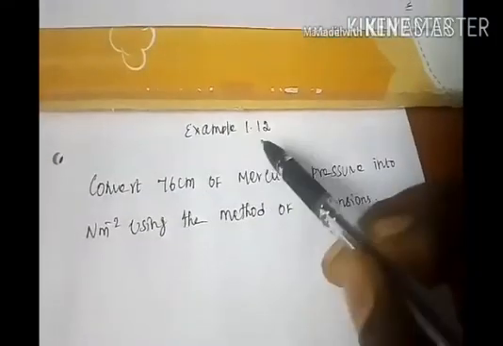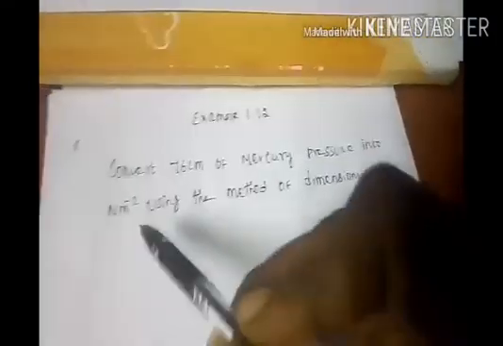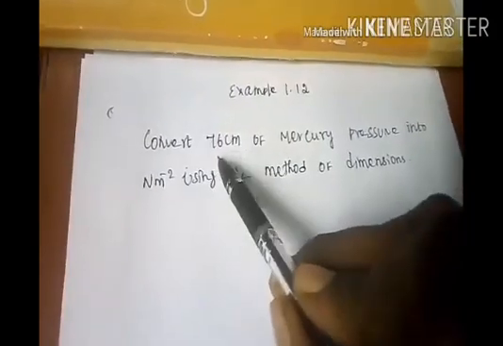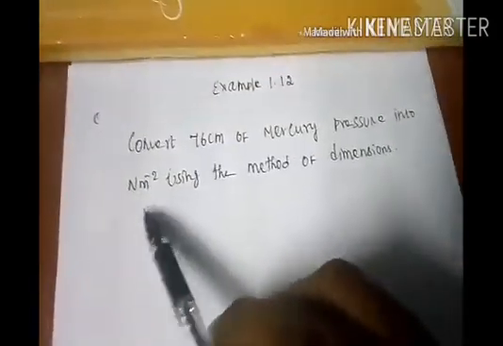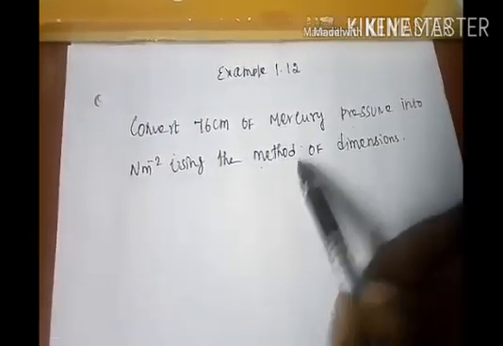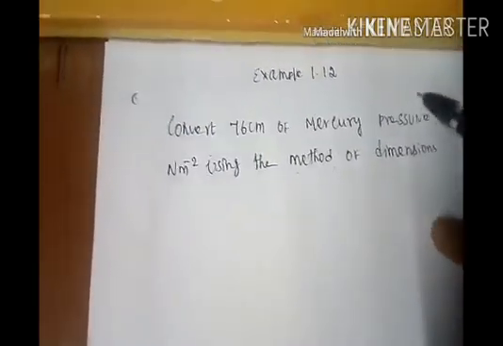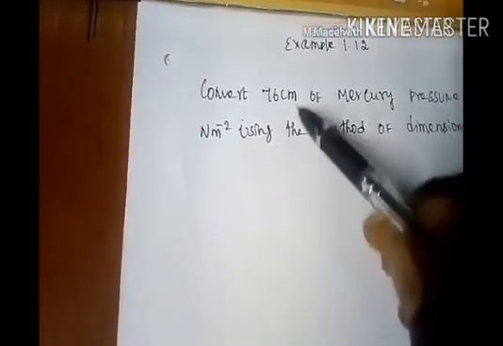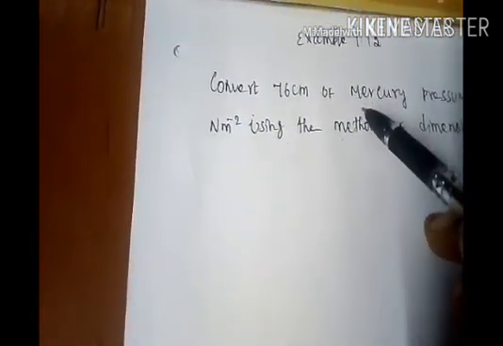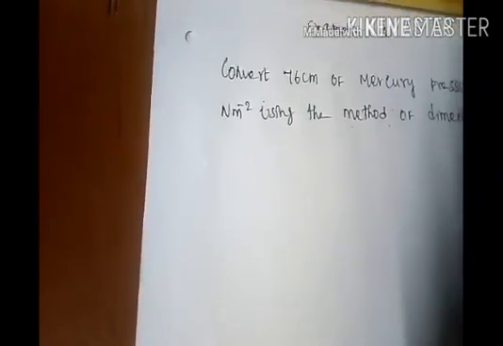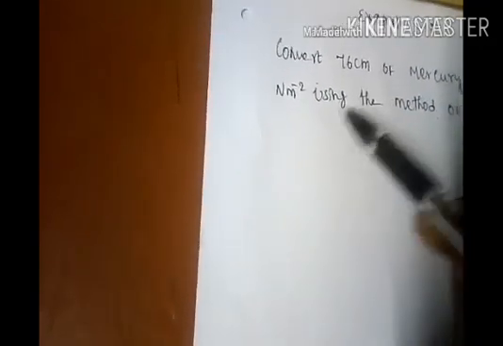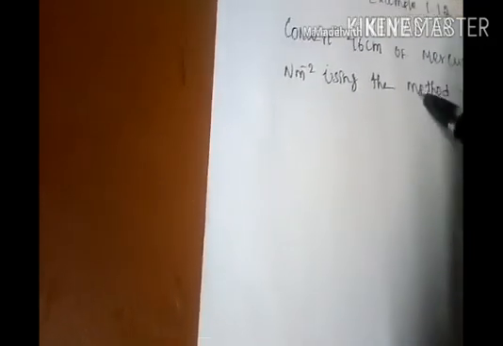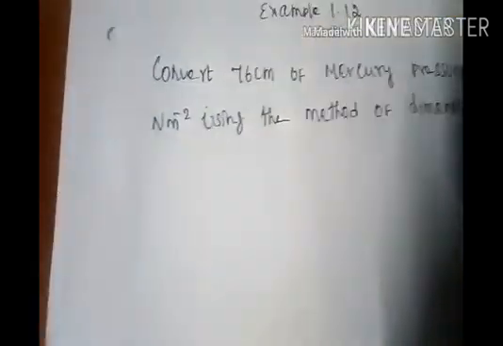So next, example 1.12. Our question is: convert 76 centimeter of mercury pressure into Newton meter minus 2 using the method of dimension. Here the pressure in CGS system is given and you have to convert it into SI system. Newton meter minus 2 is the unit of pressure in SI system. So we are going to convert one system of unit into another system.